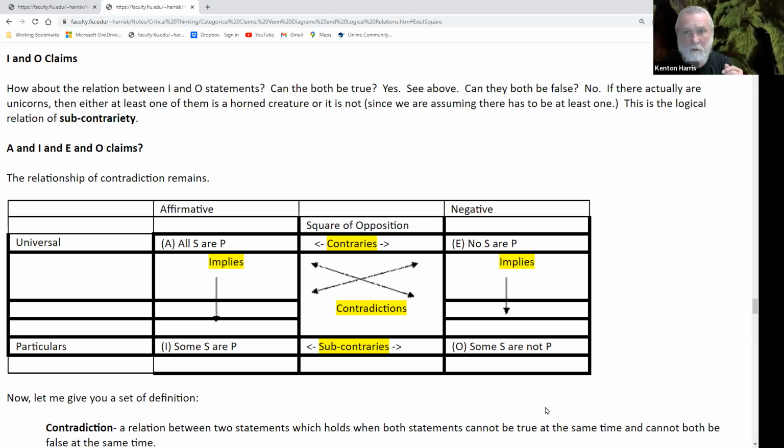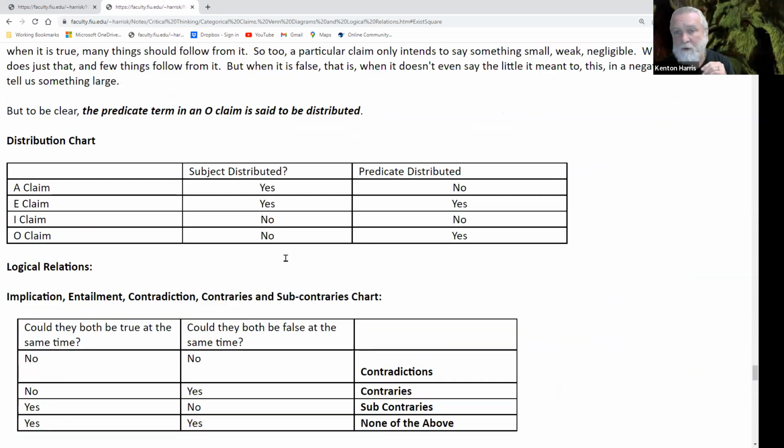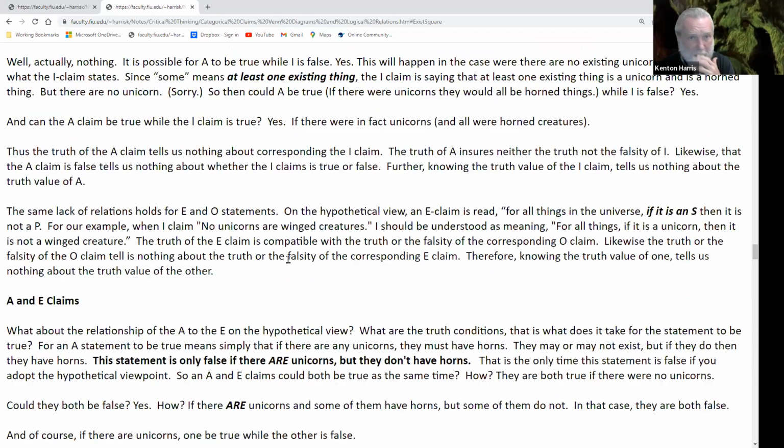Why? Because I have all these roads that I can get easily from one corner to another corner pretty easily, right? Let's say I know that the O claim is true. Well, then I know the A claim must be false because it's a contradictory. And I know that the I claim must be false, and therefore I know that the E claim must be true. So it's kind of easy to make your way around the hypothetical square of opposition. I also want you to understand what these relationships are.